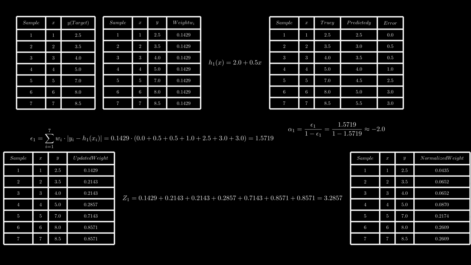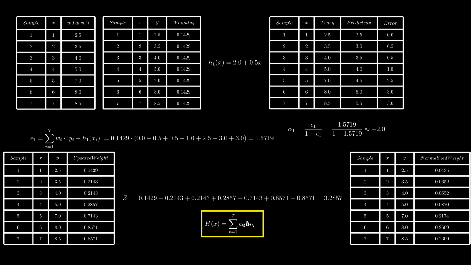Finally, we normalize the weights by dividing each updated weight by z_1. This ensures the weights sum to 1. Here are the normalized weights. We repeat this process for more weak learners, updating weights and computing alpha at each step. After training multiple weak learners, we combine them into a strong regressor.